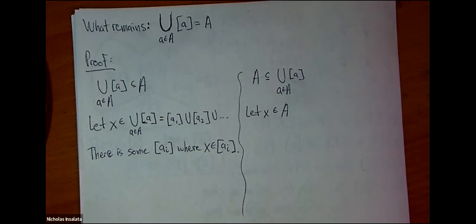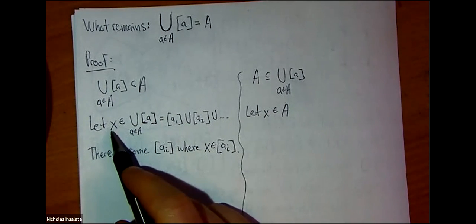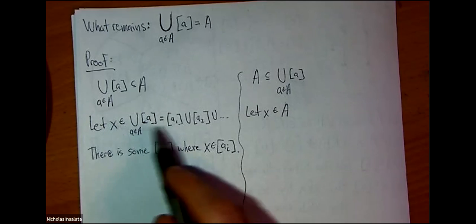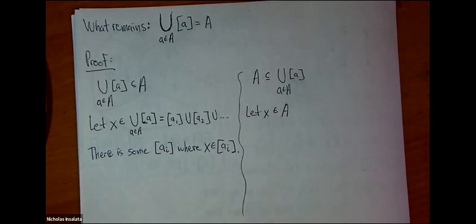So let's talk about that for a minute, because that's not simple. If you have a union of a bunch of stuff and something is inside that union, then you know that that thing must be inside at least one of the sets being unioned together. Do you believe me about that? Can you visualize that?